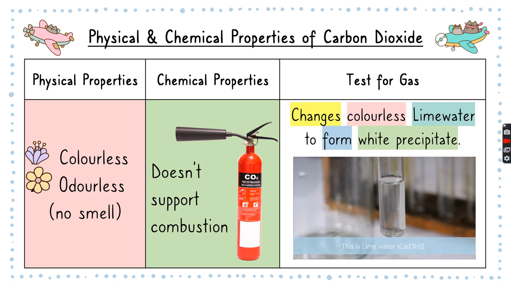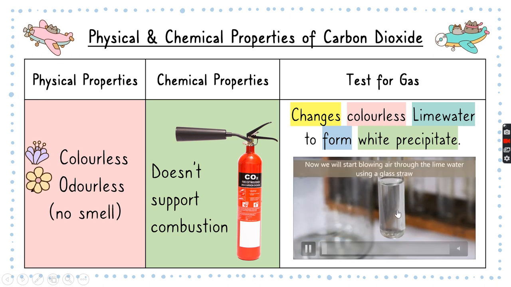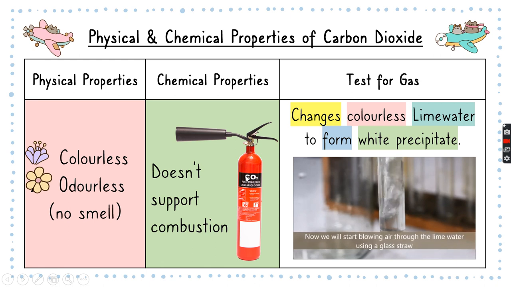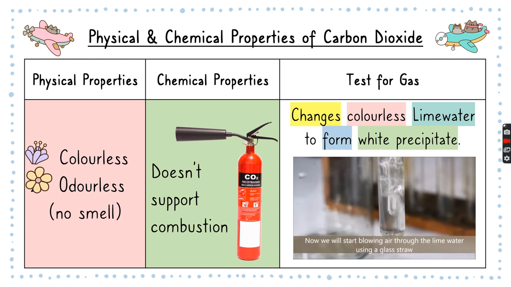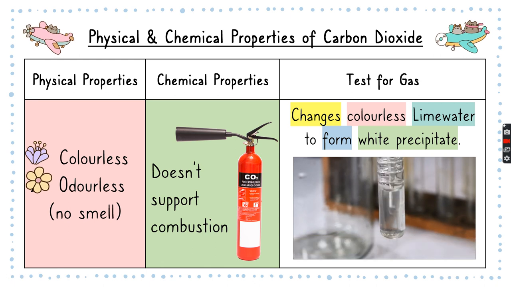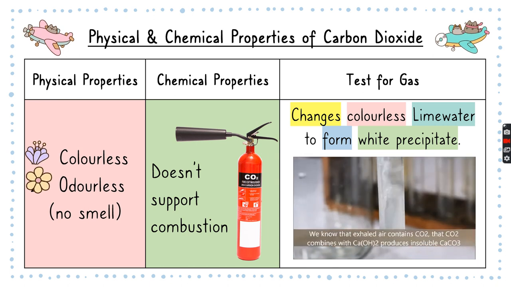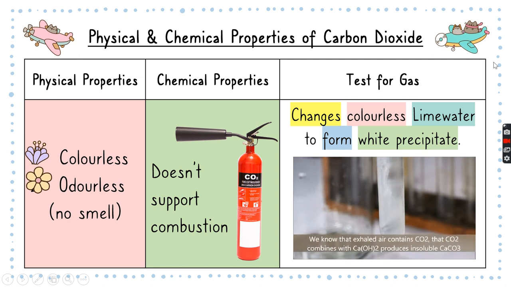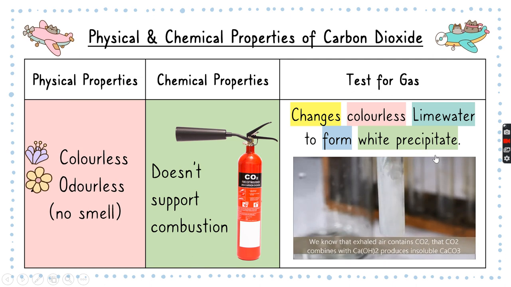The test for the gas is that it changes the colorless lime water to form white precipitate. So if you look at this video, that's lime water and it's actually colorless. And somebody is blowing air into the lime water. So when we breathe out, we actually breathe out carbon dioxide. So you can actually see the changes here. The lime water was clear, but now it becomes cloudy. But we don't talk about it being cloudy. We say there is white precipitate.